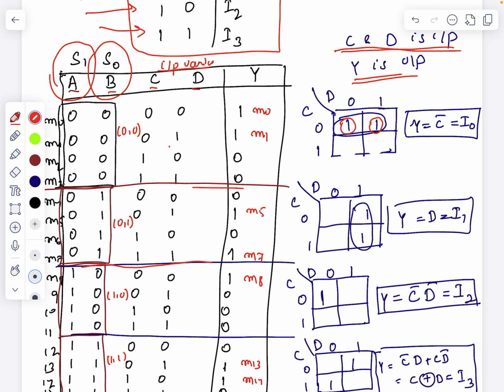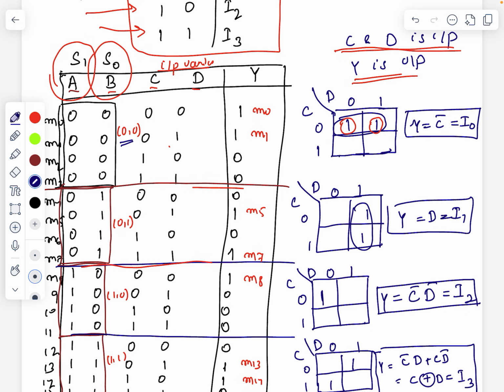Once I make the K map, I'll go for pairing. By pairing, I got Y equal to C bar. So you can see for this input pair 0 0, I'm getting output Y equal to I0. Okay, so we'll go to the next group of four.